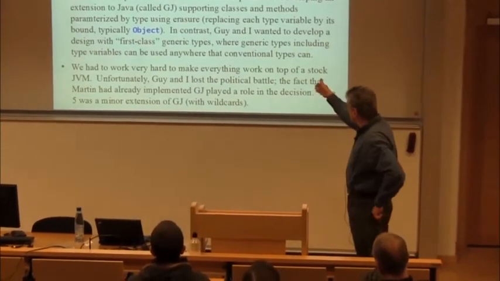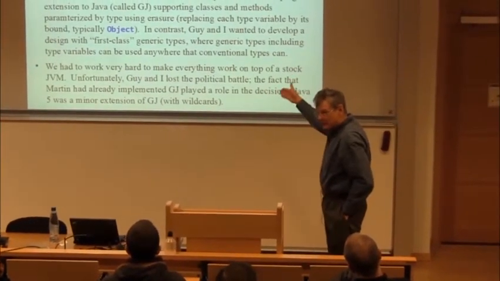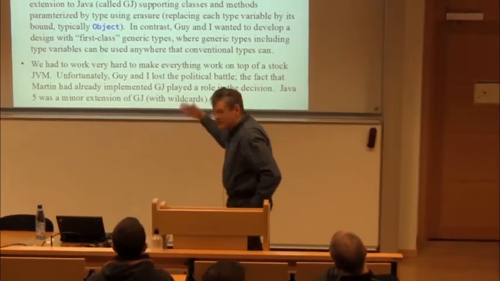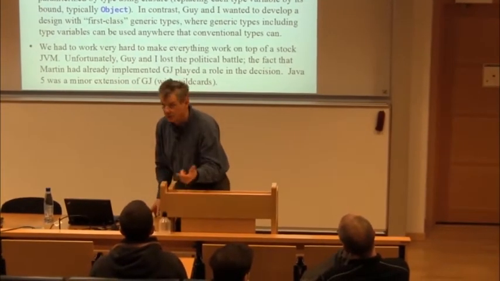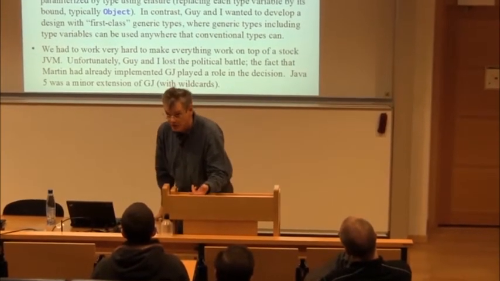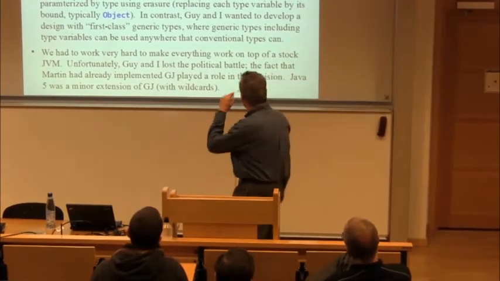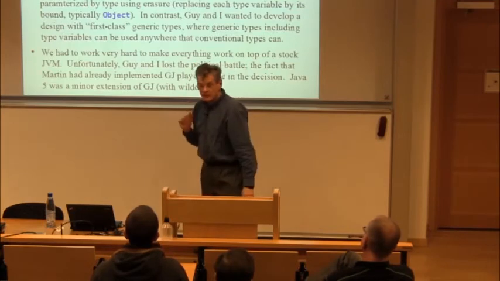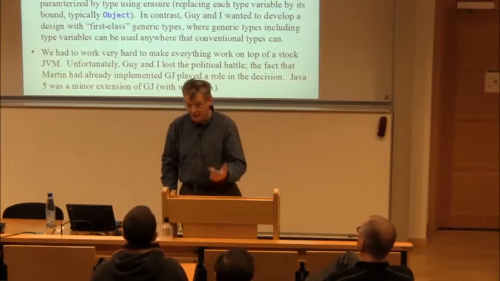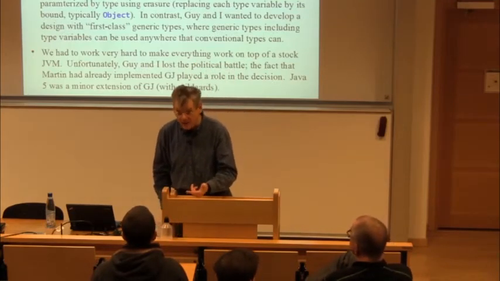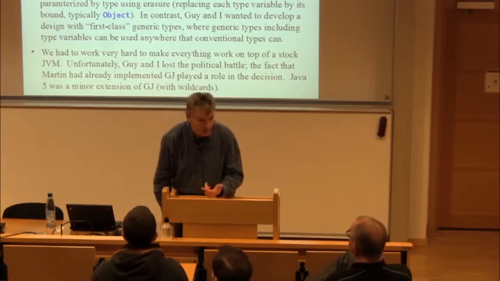But because Java has the ability to check types at runtime, you have tags on things, but the actual runtime object only says list. It doesn't say list of integer or list of Boolean, even though you parameterize it as list of T. Guy and I wanted a design with first class types so that list of integer was a real type that was available as a dynamic type at runtime.